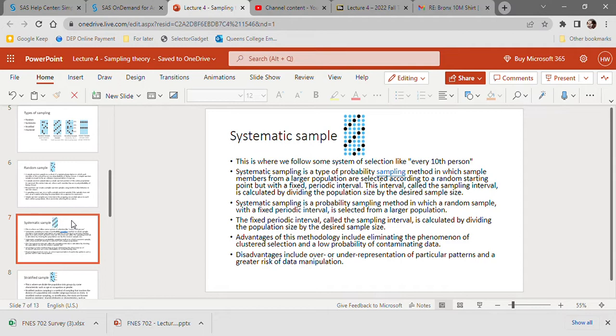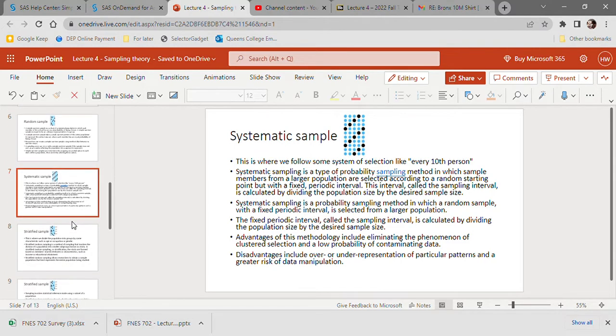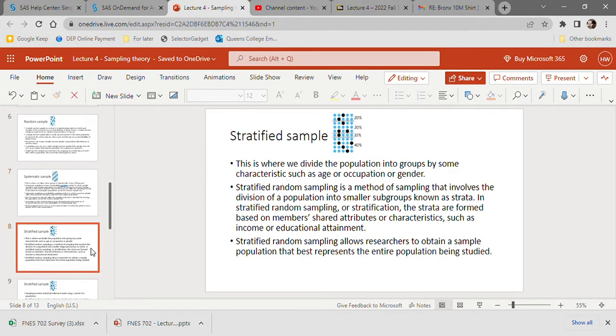Okay, so that is systematic sampling. And now what we're going to talk about is stratified sampling, right? Stratified sampling is going to make a lot of sense once we go over this. It's when we divide a population into groups by characteristics such as age or occupation or gender, right? So let's think back to our survey that we took. What are some of the strata that we surveyed in response to, right?